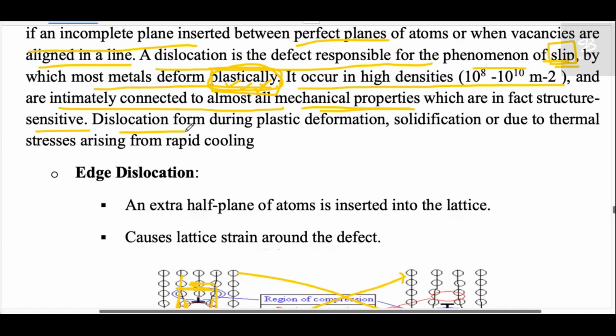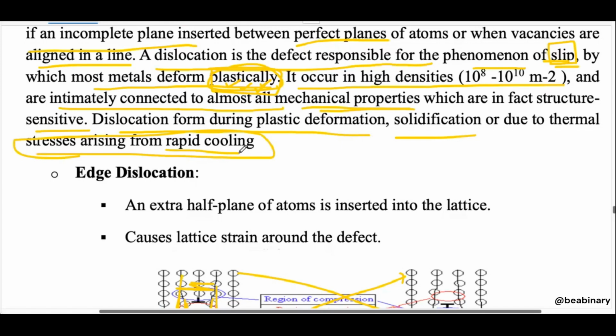Okay, so dislocations form during plastic deformation, and during solidification, due to thermal stress arising from rapid cooling. So where can it occur? As you can see, in rapid cooling, you have heated the material and then you have quenched it. Quench means you just put that material into the water, so that your material gets cooled down in a very short time. That process is known as quenching. So quenching is a kind of rapid cooling.